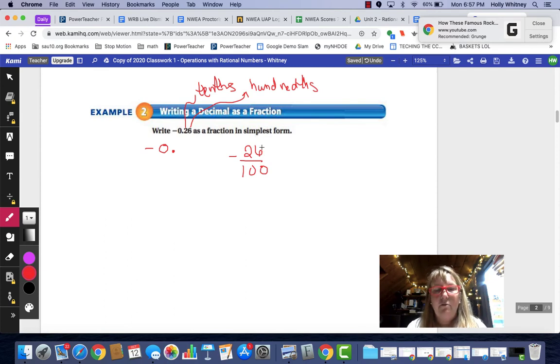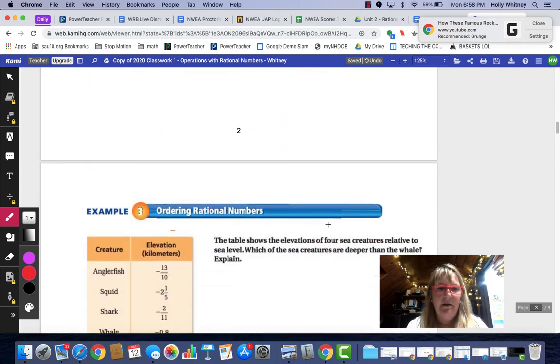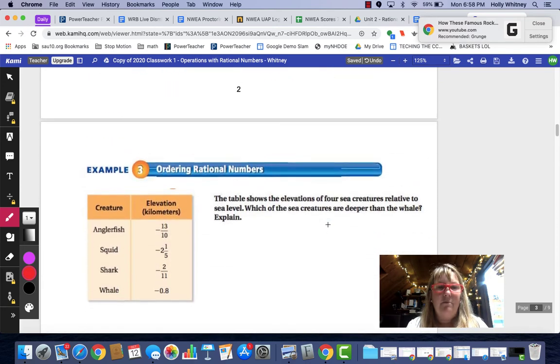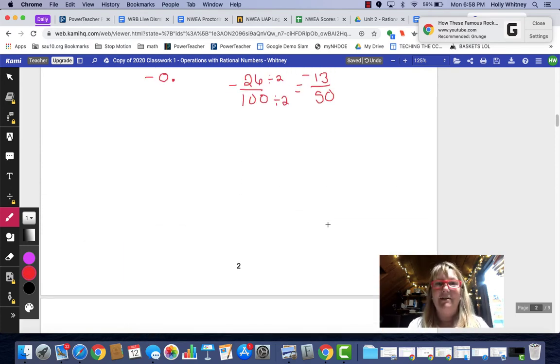Well, it says to be in the simplest form. So 26 and 100 are both even, so I know that I can divide them by 2. So 26 divided by 2 is 13, and 100 divided by 2 is 50. So I end up with negative 13 fiftieths. Not too bad. Remember, don't forget the negative sign. Mr. Whitney says from the other room, it's negative 13/50.